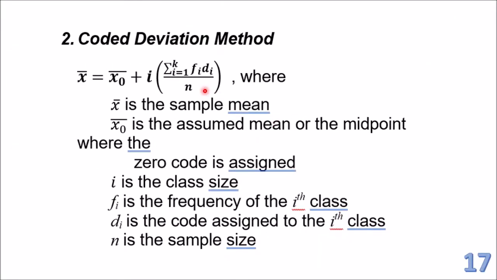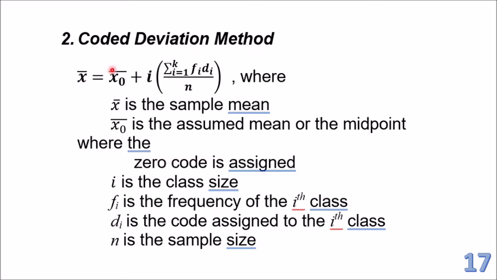For the second method, we have what we call the coded deviation method. Coded kasi gamit tayo ng code dito, I think para mas madali, or kayo nang bahala mag-compare kung alin sa inyo yung mas madali. Either of the two, coded deviation or the midpoint method, pareho lang naman yung result niya.